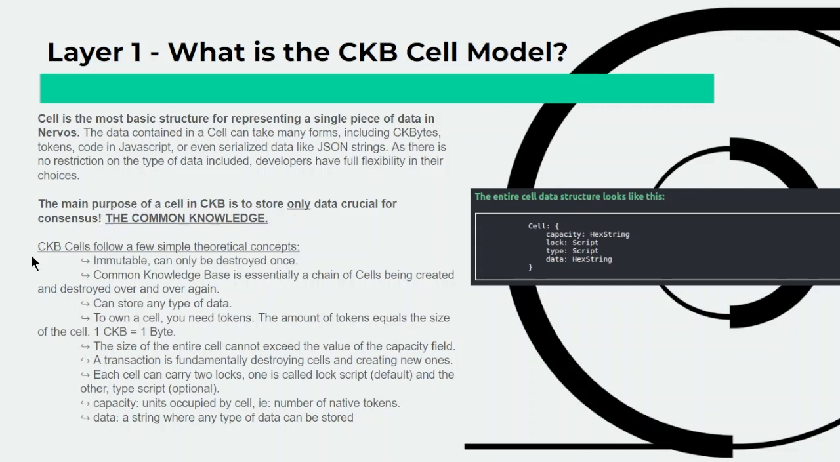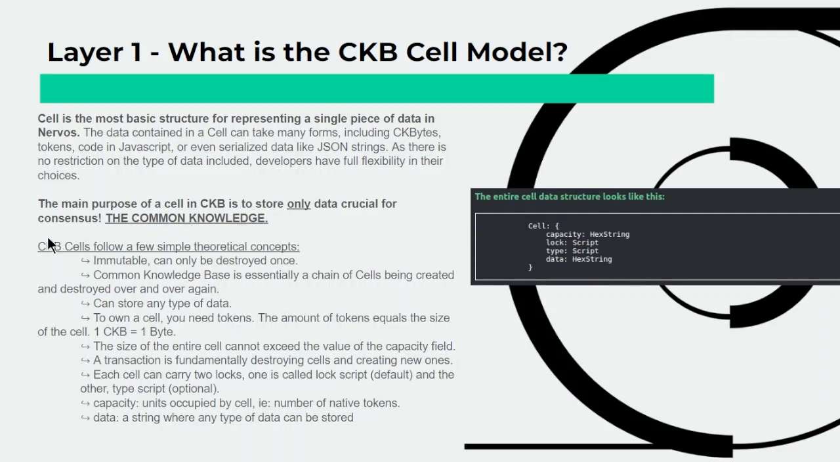So essentially what this is saying is that CKB cells are the most basic structure for representing data on Nervos, and they follow these few theoretical concepts. This is what the data structure of it looks like.